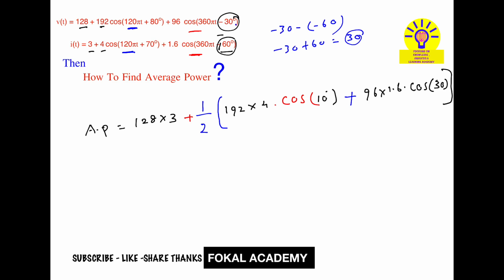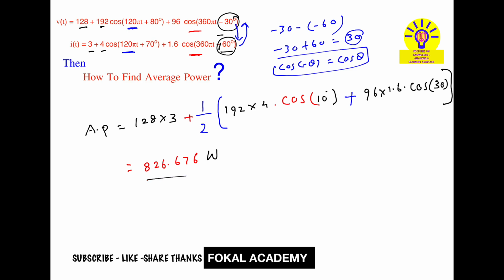So from this I could subtract it, or subtract from this, no problem, because cos is an even function. Cos of minus theta equals cos theta only, there is no change. Okay, now simplify it. By using a calculator we will get one value, that is 828.676. This is the average power. Units are watts.